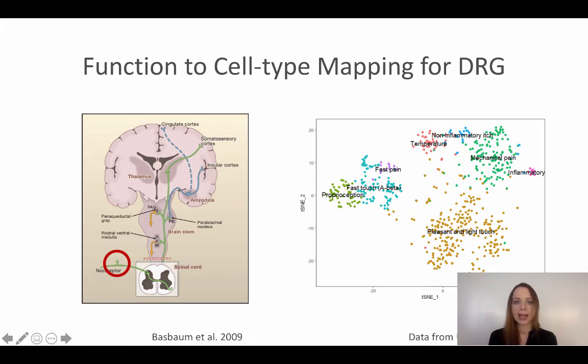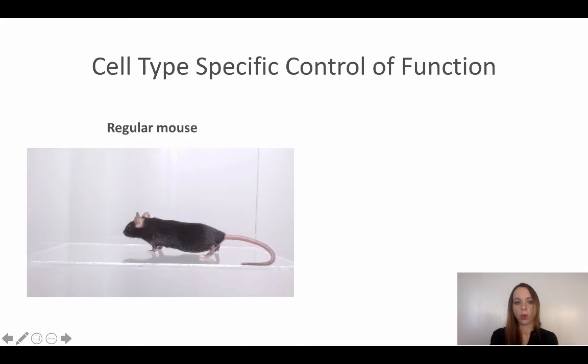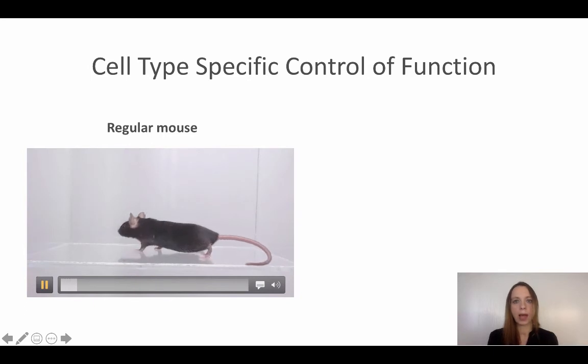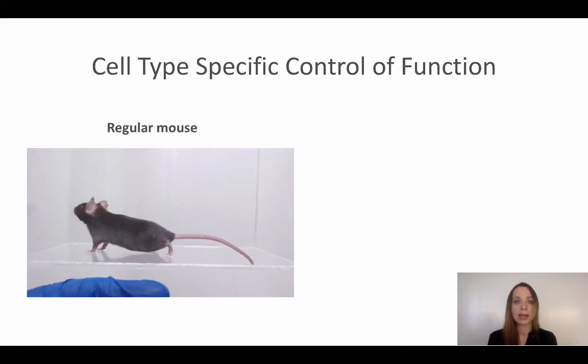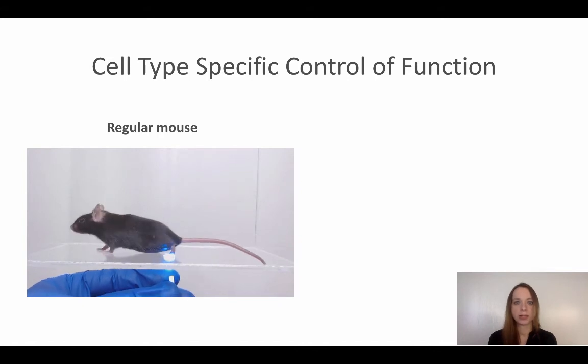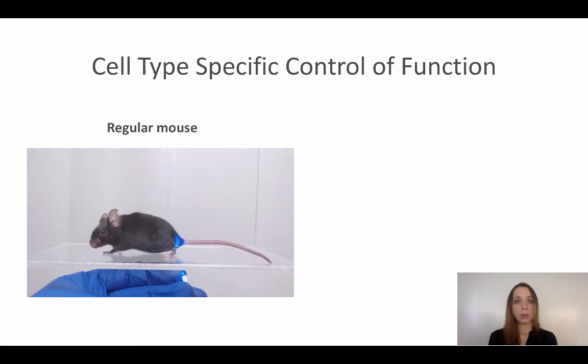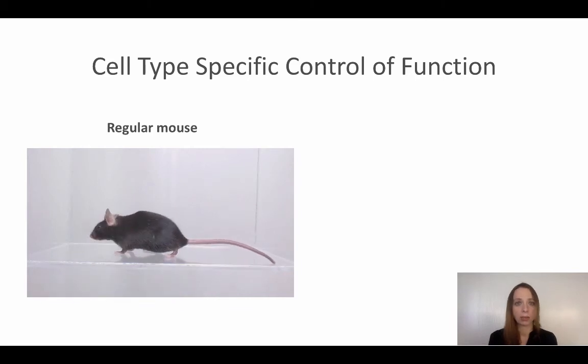And selective manipulation of cell types can control behavior. Let me demonstrate that with two videos. In this video, we have a regular mouse whose paws are stimulated with blue light. And as you can see, the mouse is completely indifferent when the light is directed to his skin and paws. And this is because the blue light is completely harmless.